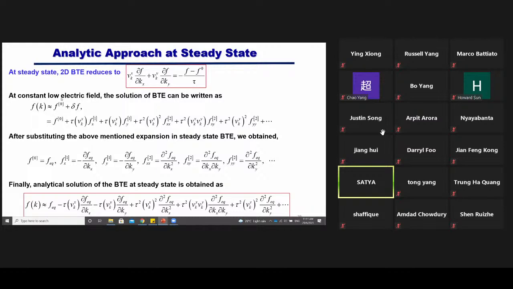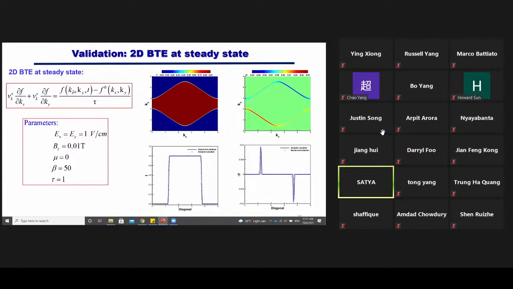Now we will get the analytic solution for the steady state Boltzmann transport equation. In this equation, we can write the Boltzmann transport equation in this format. And after substituting this equation in the Boltzmann transport equation, we will get the final analytical solution. After that, we validate our numerical 2D solver with the 2D Boltzmann at steady state, and we found that our numerical method is very close to the analytical solution.